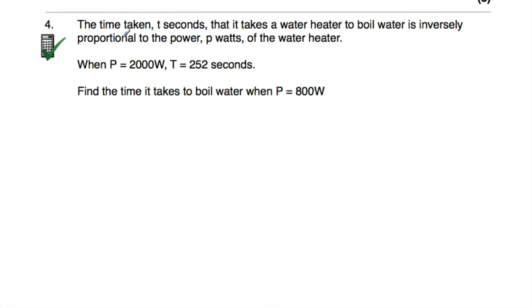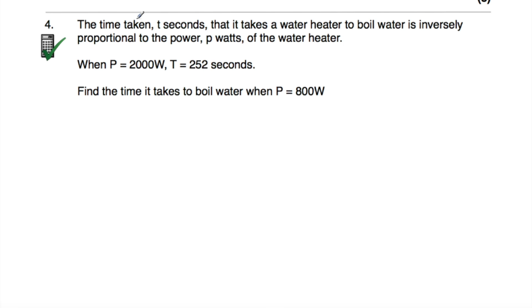So question number 4 says the time taken, t seconds, that it takes for a water heater to boil water is inversely proportional to the power, p watts, of the water heater. So the time taken is inversely proportional to the power of the heater. And we've got that whenever p is equal to 2000 watts, the time is equal to 252 seconds. And we've been asked to find the time to boil water whenever the power is equal to 800 watts. Okay, so let's go back up and look at this information.